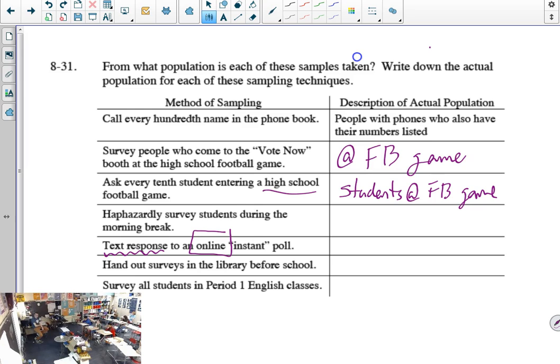Survey all students in period 1 English class. So what's your population though? Because that's your sample. You surveyed all of them, the whole class. So what's the population? Your high school. Now, let's say I go over to the academy, and I survey everybody in the academy. And then I say my population is all Worthington high schoolers.